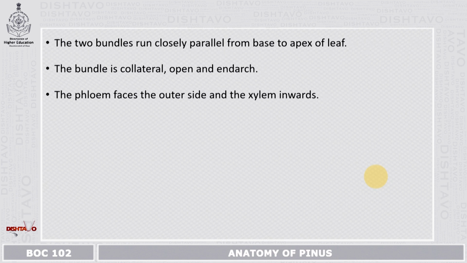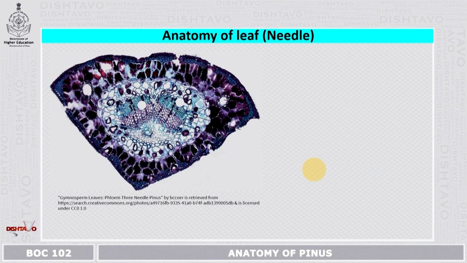The bundle is collateral, open and endarch. Open means there is a presence of cambium, and endarch means the protoxylem elements are towards the center and the metaxylem elements towards the periphery. The phloem faces the outer side and the xylem is present towards the inner side, as you have seen in the diagram. So this is a photograph of the anatomy of the leaf needle.